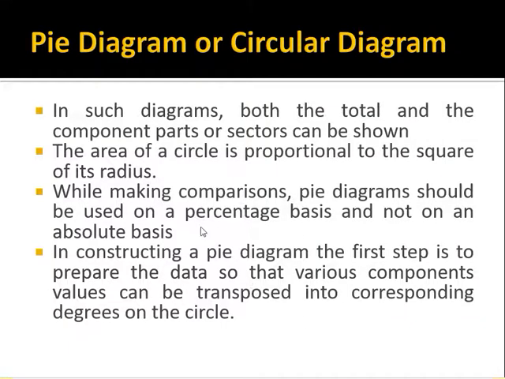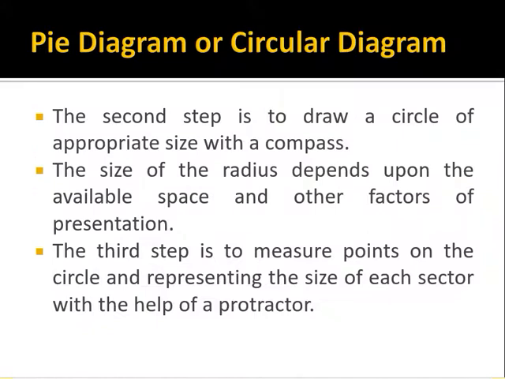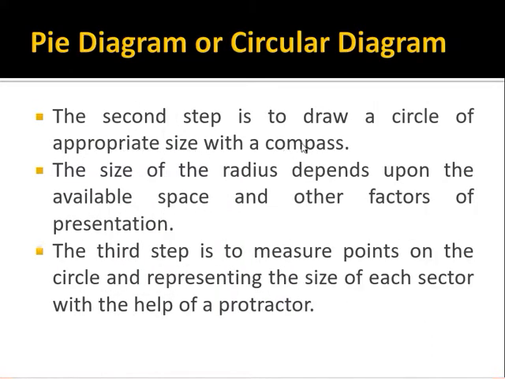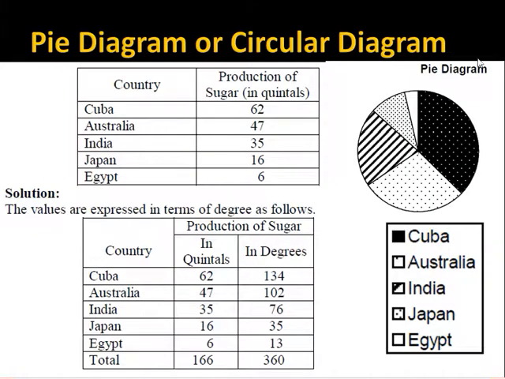Usually we use it for comparisons. In constructing a pie diagram, the first step is to prepare the data so that various components can be transposed into corresponding degrees on the circle. We will see how. The next step is to draw a circle of appropriate size with a compass. The size of the radius depends upon the available space and other factors of presentation. The third step is to measure points on the circle and represent the size of each sector with the help of a protractor. We will see how it is done.